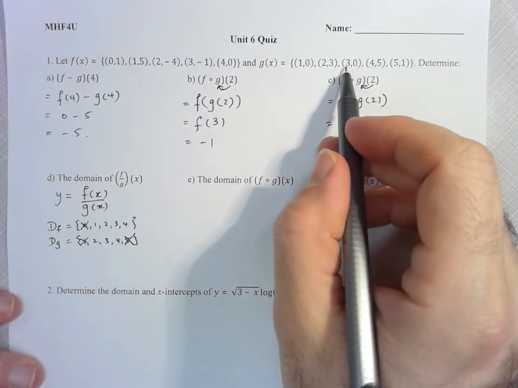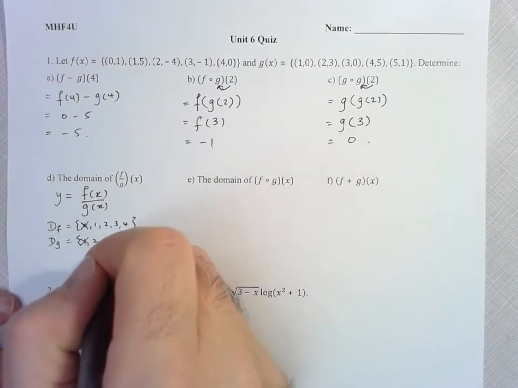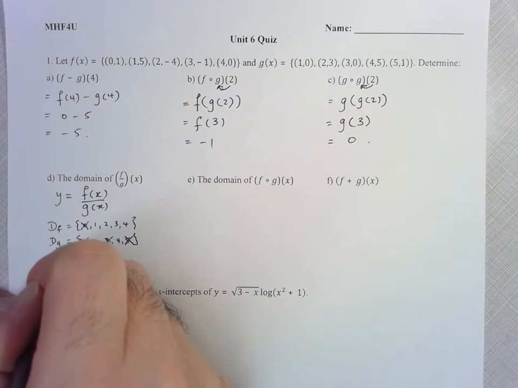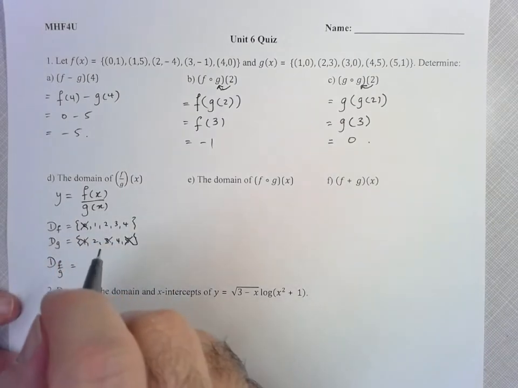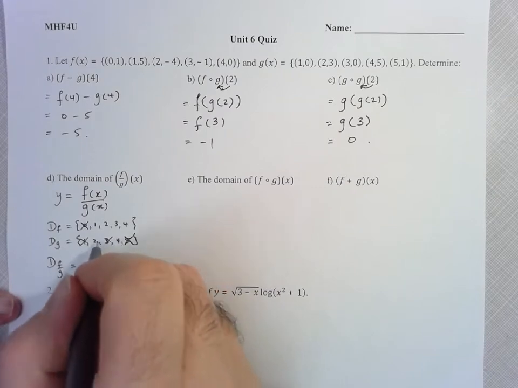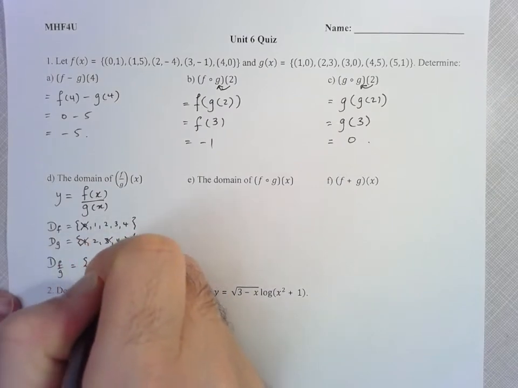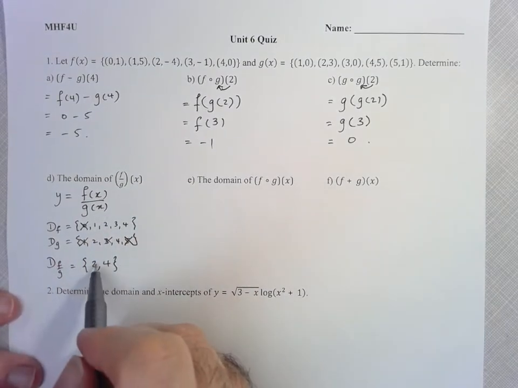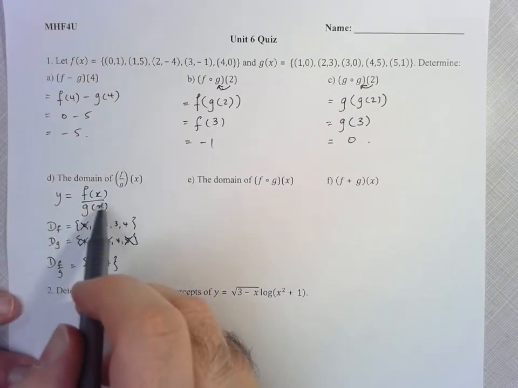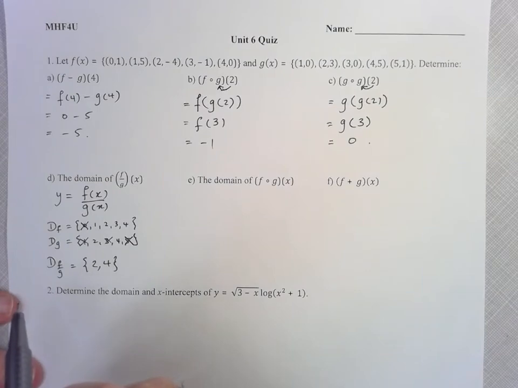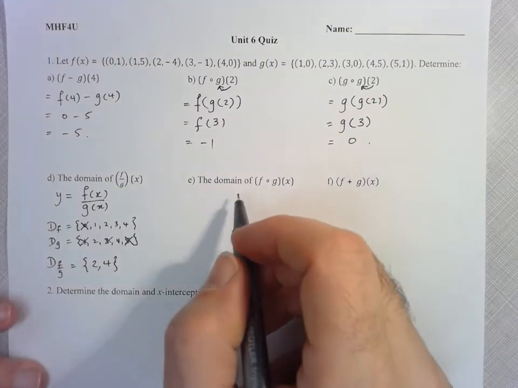And we see that g at 3 is equal to 0, so we need to cancel that. So in the end, the only x values that satisfy the conditions are 2 and 4. In other words, these are the x values that are in the domains of both and don't make the denominator equal to 0.